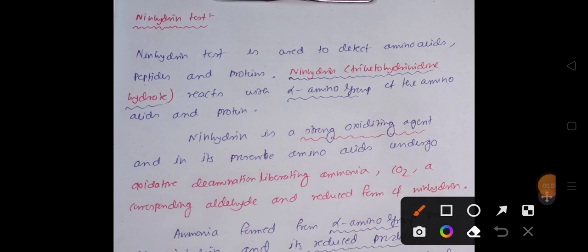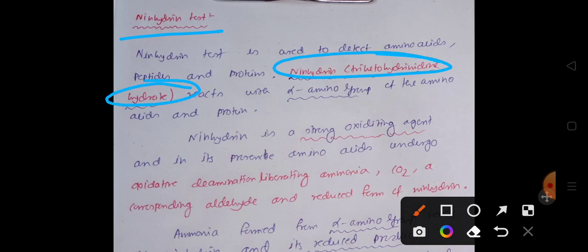So today we are going to discuss a very important technique to detect amino acids, proteins and peptides. That is the Ninhydrin test, the most commonly used technique, right? This Ninhydrin test is based on the reagent Ninhydrin, which is also known as triketohydrindene hydrate.